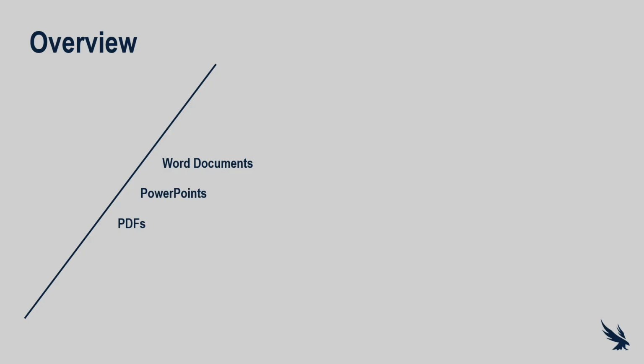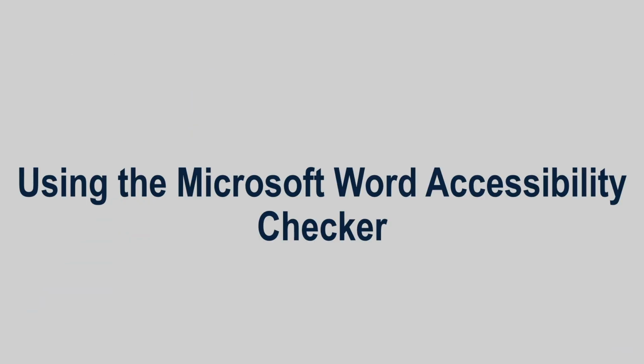To give you an overview of what we'll be discussing in this training, we'll start off with using the accessibility checker in Word documents and PowerPoints, and then we'll move to PDFs. Let's start with using the Microsoft Word accessibility checker.